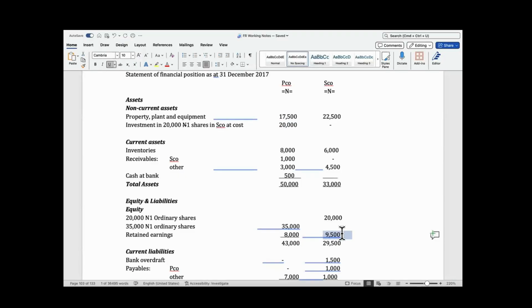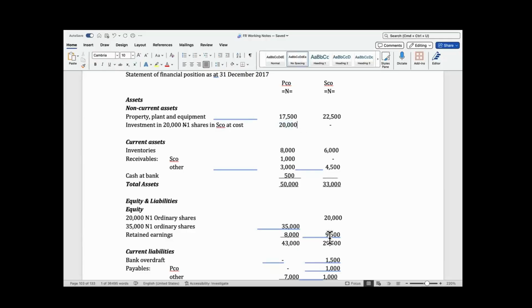You don't know. No, you don't learn that way. That is not learning. You are rote learning because you don't consolidate. You will not cram that. You don't consolidate post-acquisition retained earnings. No, don't learn that way. So they are not similar transactions. It's not similar with this 20,000.